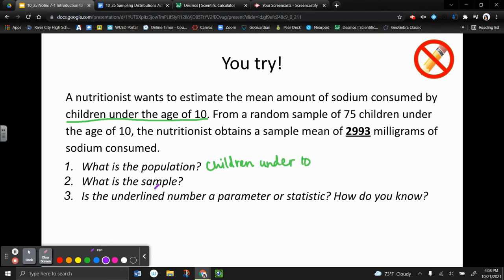Okay, and our sample is who we're actually collecting the data from. So it says a random sample of 75 children. So we'll say the 75 children. And then it's asking if this underlying number is a parameter or a statistic. So we have to see, what is this describing? 2,993 milligrams is the sample mean. So since that's a sample mean, that means it's going to be a statistic. The reason we know it's a statistic is because the number is describing the sample and not the population.